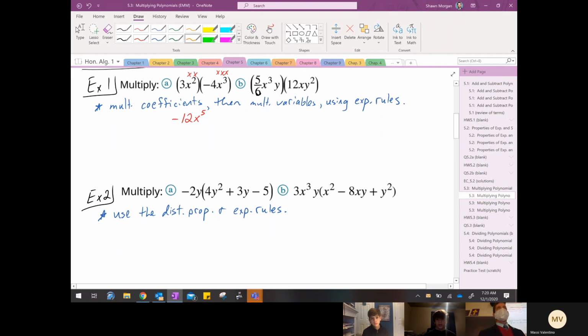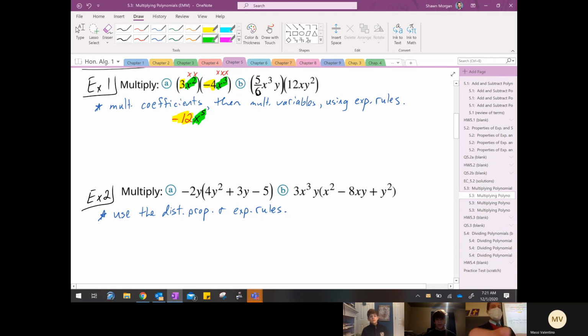Question, Tiago. So when we said multiply coefficients, we multiplied 3 times negative 4 and got our negative 12. And then when we said multiply the letters together, I'll color code it here. We multiplied those two and we got our x to the 5th. Does that make sense? All right, fabulous.